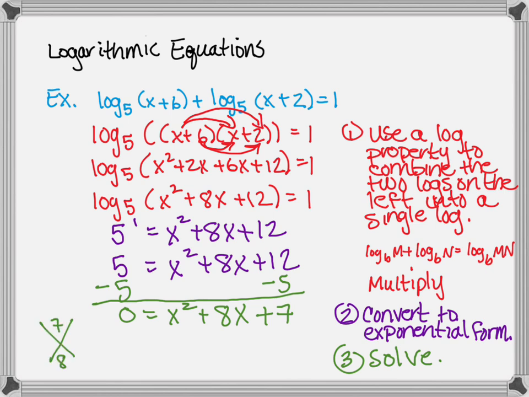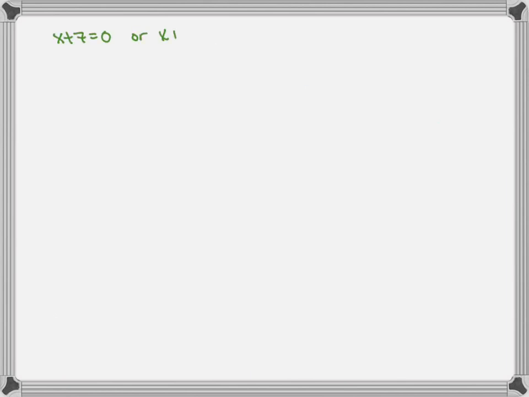We'll factor. So we're looking for numbers that multiply to 7 but add to 8. We can use positive 7 and positive 1. So we can factor this to x plus 7 and x plus 1. We'll use the zero product property and set x plus 7 equal to 0 and x plus 1 equal to 0. Just rewriting that so we can see that at the top of the screen. And then we'll solve each of these equations to get x by itself. So I'll start by subtracting 7, and we get x equals negative 7. Subtract 1, and get x equals negative 1.